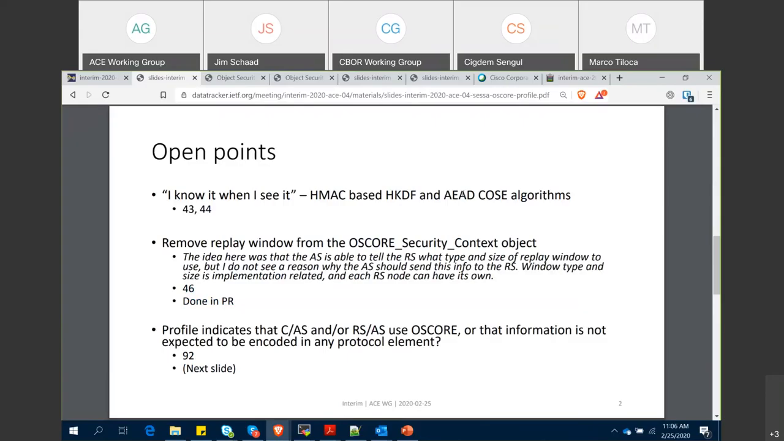So two of the points that Ben had: it's a shame that we have to find algorithms this way, and it annoyed me when I saw it, because we say you need to select HMAC based HKDF algorithms and AEAD algorithms from the COSE algorithms that are HMAC based or AEAD. But we don't really have another way of saying that, as COSE doesn't really specify a way to differentiate. So I just wanted to check with you that that's correct. And it's not something that I plan to fix.